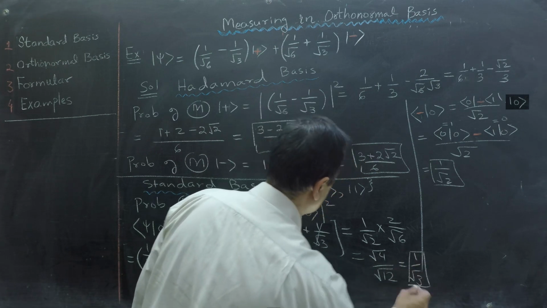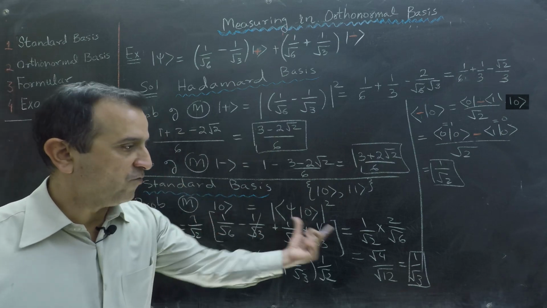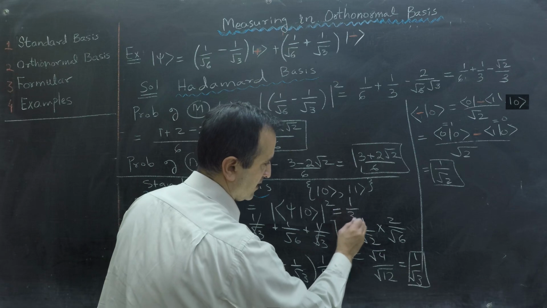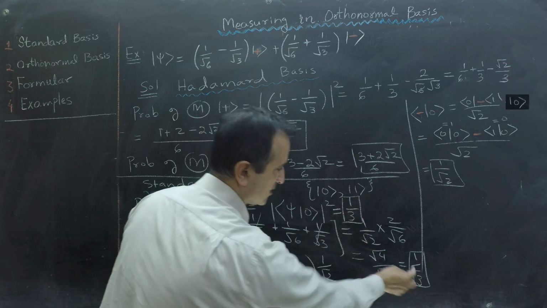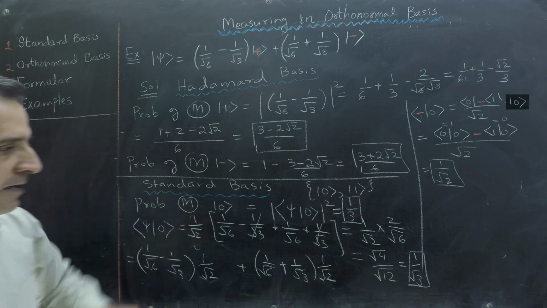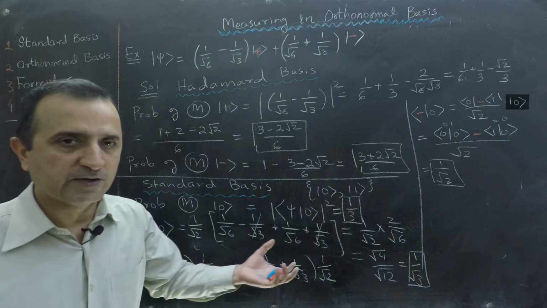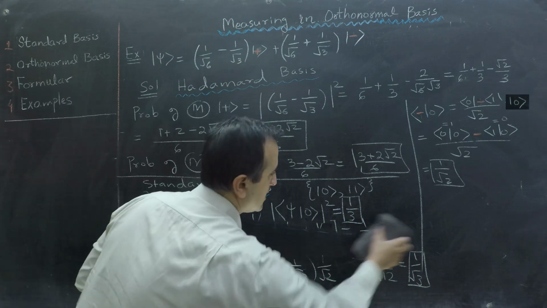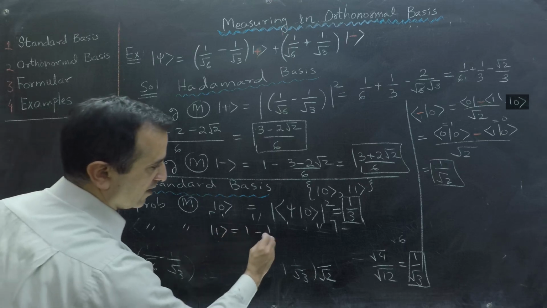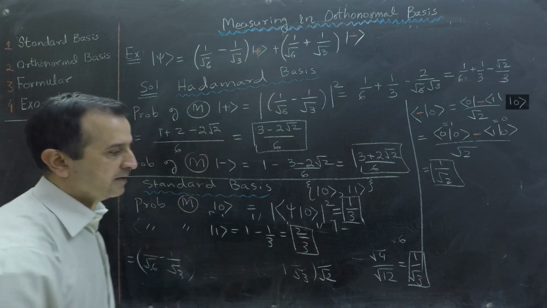So that's my final answer. The probability of measuring ket 0 is the square of 1 over square root of 3. So my final answer is 1 over 3, because if I take the square of this term, I will get 1 over 3. So finally, what will be the probability of measuring ket 1? It will be equal to 1 minus 1 over 3, and that will be equal to 2 over 3. And that's it.